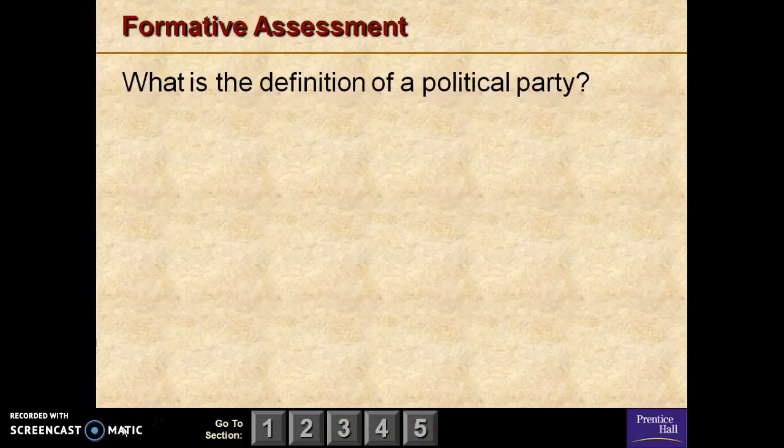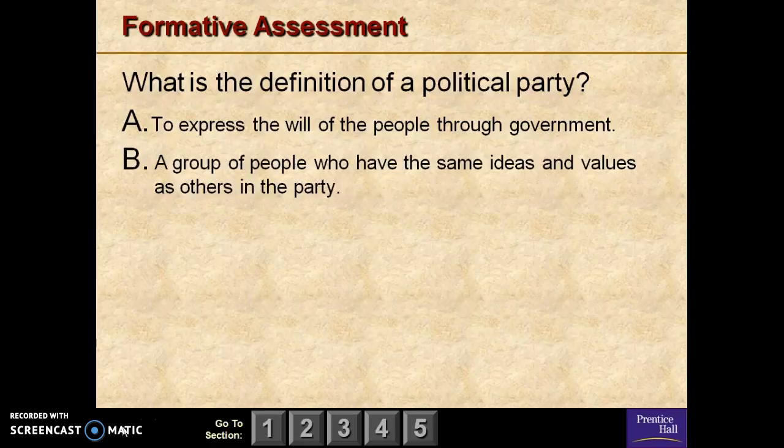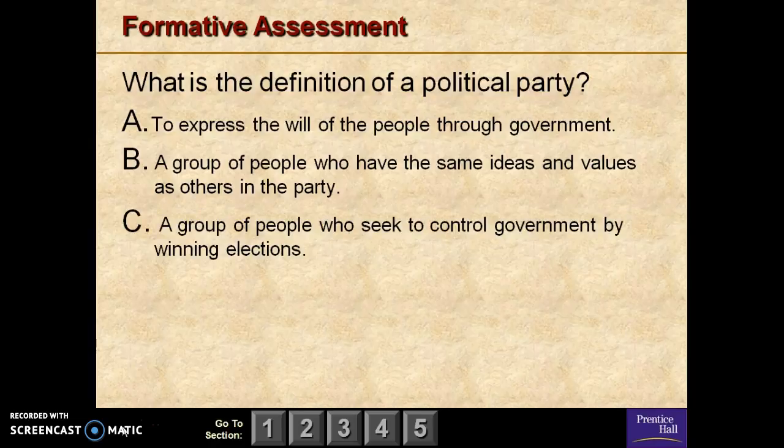So let's take a formative assessment here and answer this question. You will need your A, B, C, and D cards out. What is the definition of a political party? Is it A, to express the will of the people through government? Is it B, a group of people who have the same ideas and values as in the party? C, a group of people who seek to control government by winning elections? Or is it D, office holders who control their party?